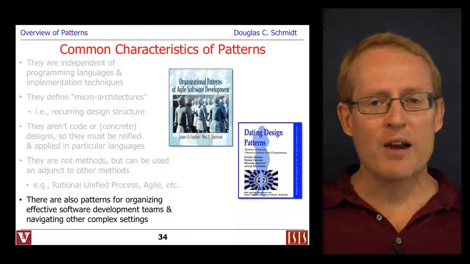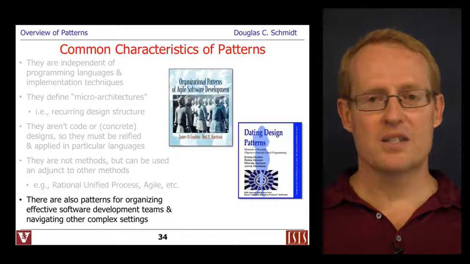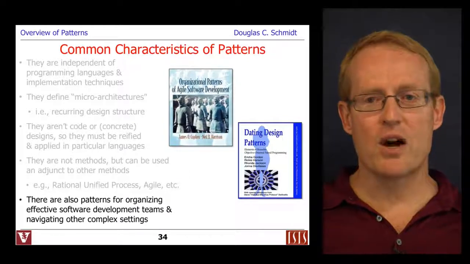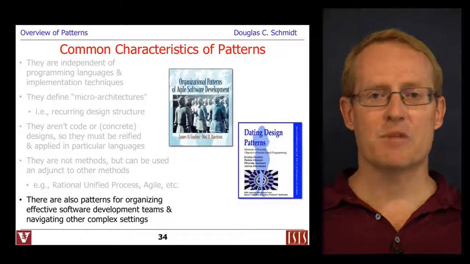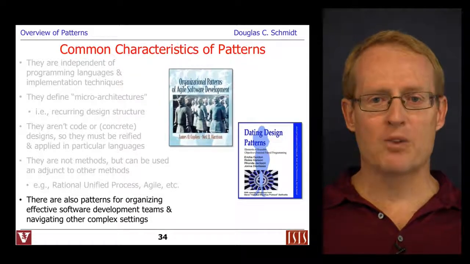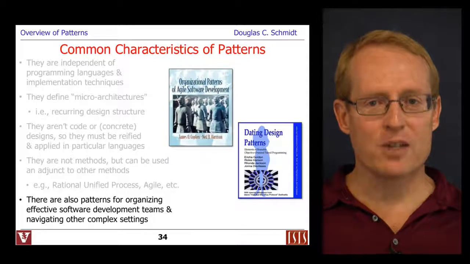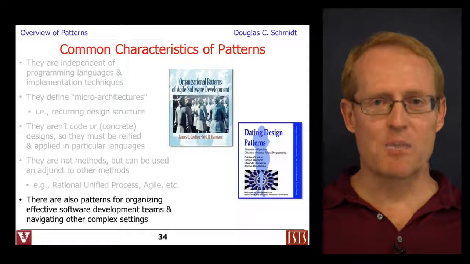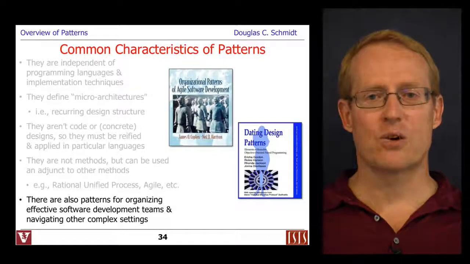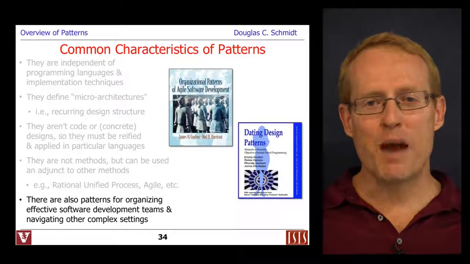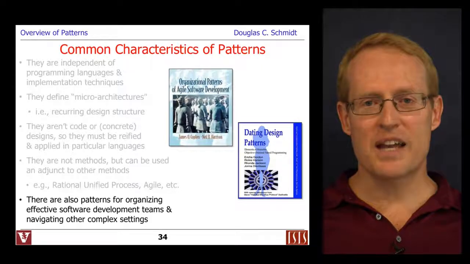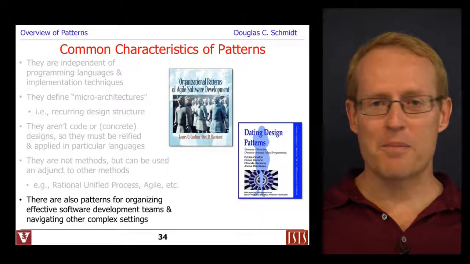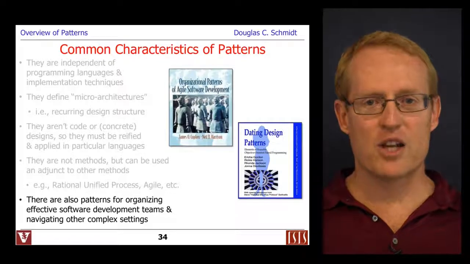It's also worth noting that patterns can be applied to more things than simply software design. For example, there's a nice body of literature that talks about patterns for organizing teams. In fact, there's even books on patterns for organizing agile teams, how to make agile teams more effective through the use of patterns for organizing the roles and relationships between developers and scrum masters and clients and so on. And believe it or not, there are even patterns for navigating other complex settings, such as the dating scene. There's a book called Dating Design Patterns. So you can find patterns on many, many things these days, not just on software design.